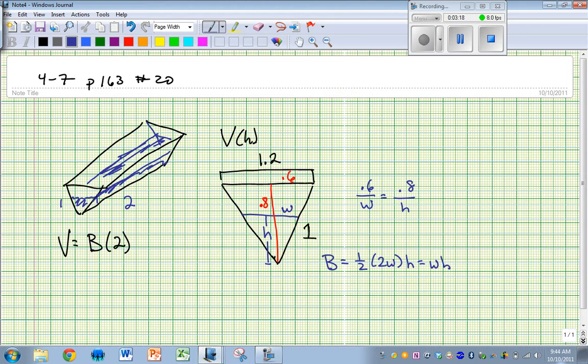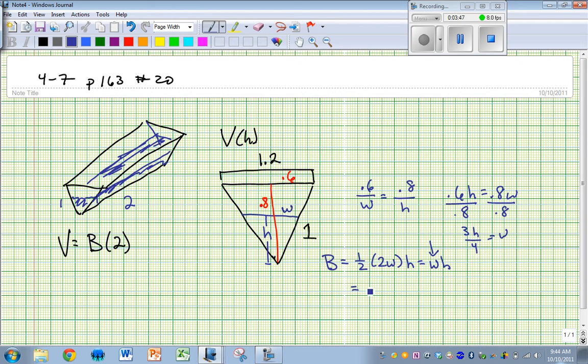Again, what I'm trying to do is write an equation with H in it. So for this W, I need to solve for W so that I can put in all the H's. So cross multiply up here. I get 0.6H equals 0.8W. Solve this for W, dividing by 0.8 on both sides. That's 3/4. So W equals 3H over 4.